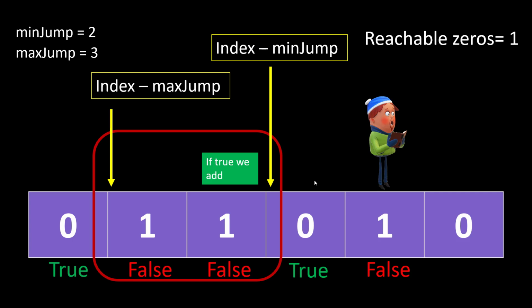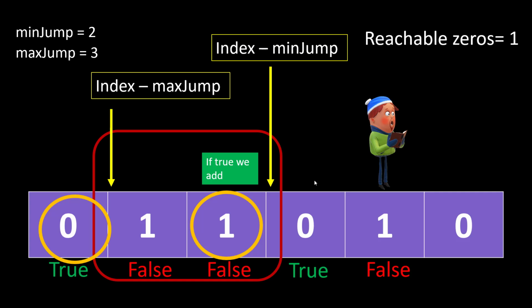Now we move to the next index and you'll see how the window slides with the current index. When a window slides with the current index, it affects two values, one which is leaving behind and one which it is adding in itself. We already know what we will do with the one value which we are adding in this window. If it is true, then we are adding that into our reachable zeros. Now what about the value that we are leaving behind?